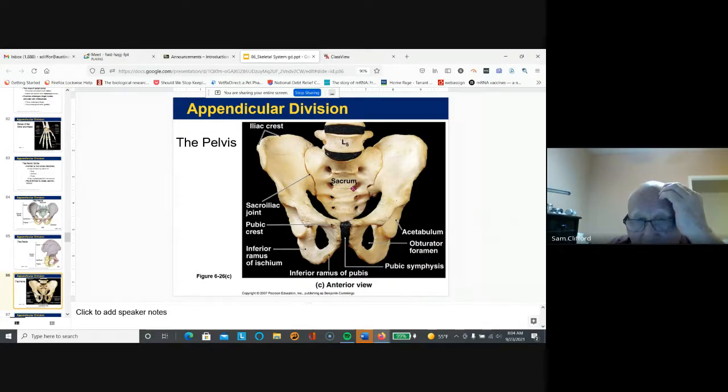So we should know the sacrum, the iliac crest. We don't have to know that. We should know the pubic symphysis, the obturator foramen, and the acetabulum. The acetabulum is the cavity in which the femur, the proximal epiphysis of the femur, articulates, forms a joint here.